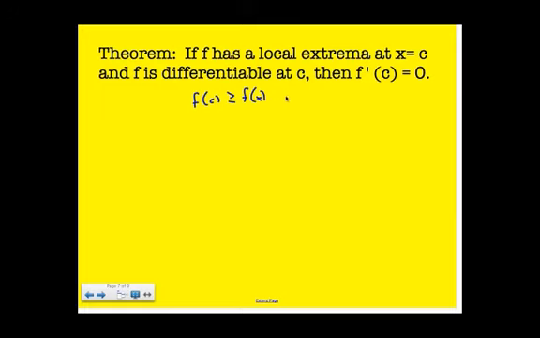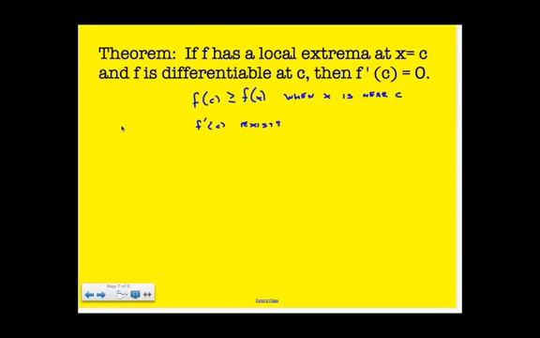And this is true when x is near c, because it's local. It also assumes that f is differentiable at c, so that means f prime of c exists. It can be calculated. All right, we're going to try to prove that this has to be true.